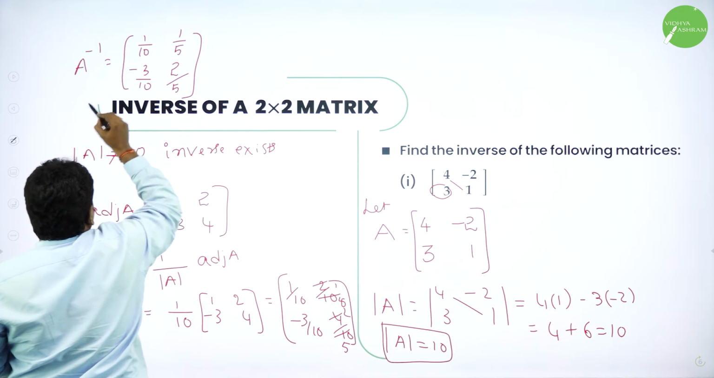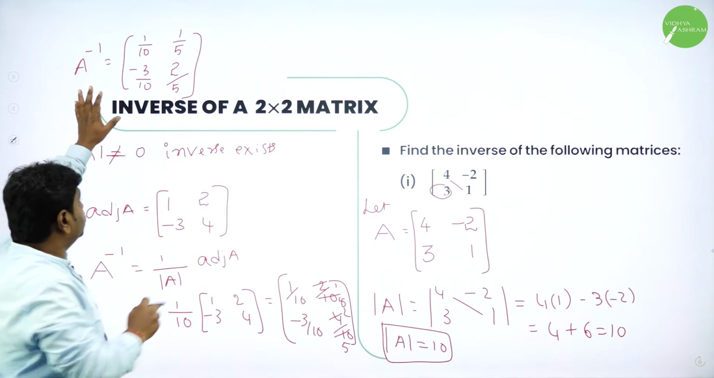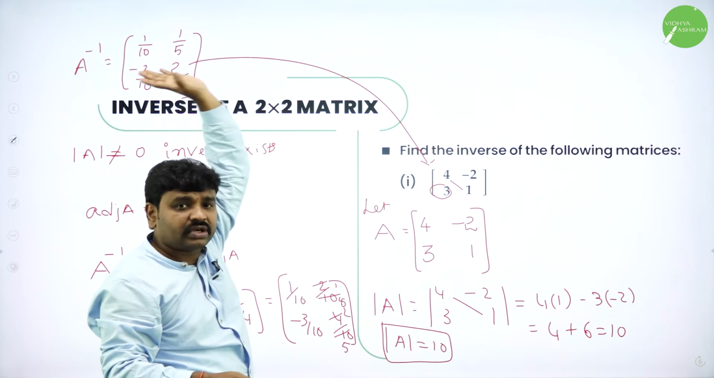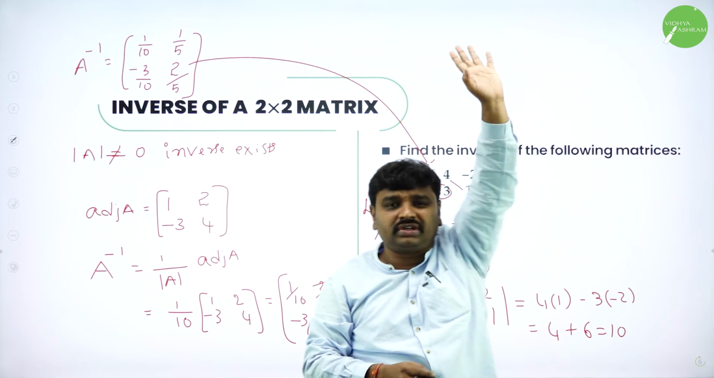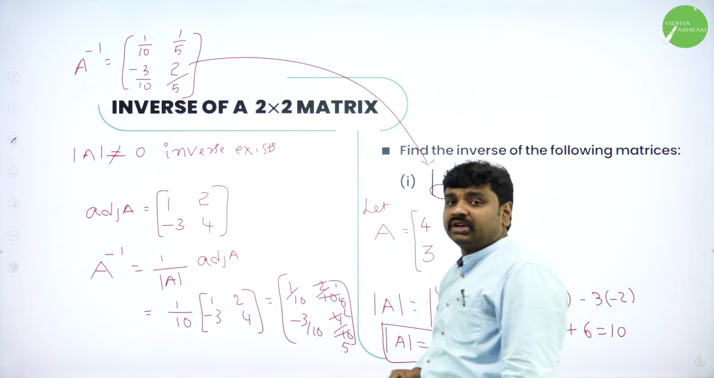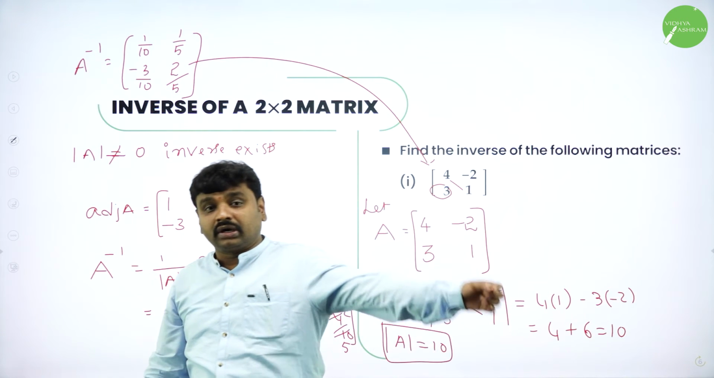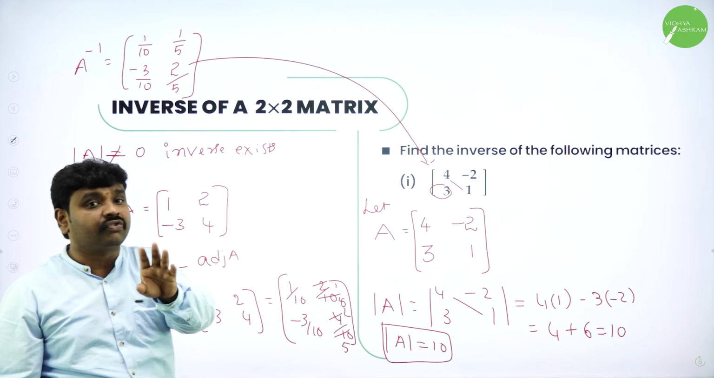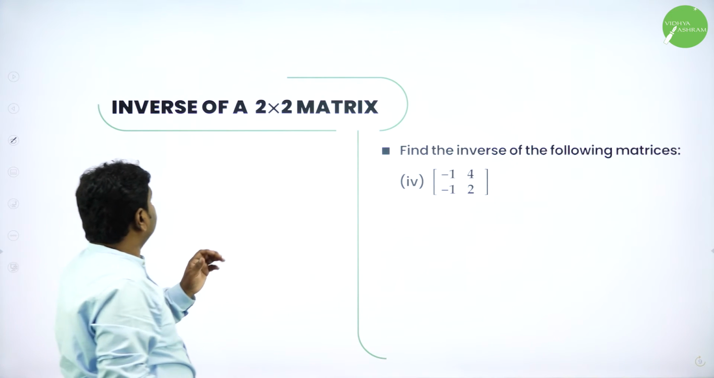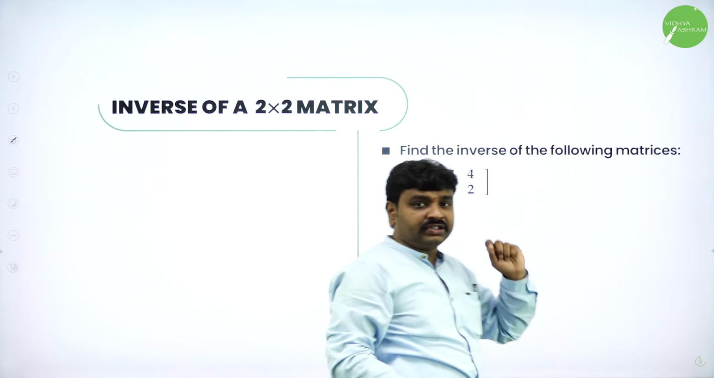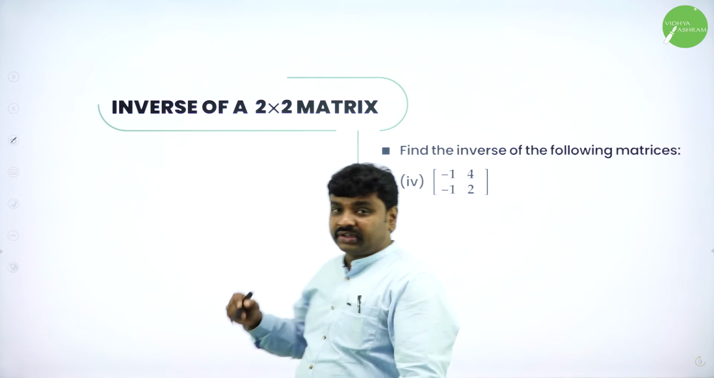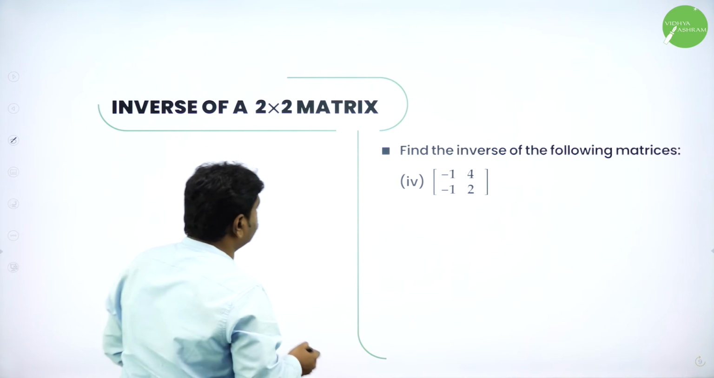I hope all of you got this. You check. You multiply this with this, you will get identity. A into A inverse always gives identity. If you want to verify, multiply those two, you will get identity. But don't waste time on that. Now, I taught you how to find determinant, how to find adjoint, and also how to find inverse of a 2 cross 2 matrix. So now, practice this. Now we'll go to the next problem.